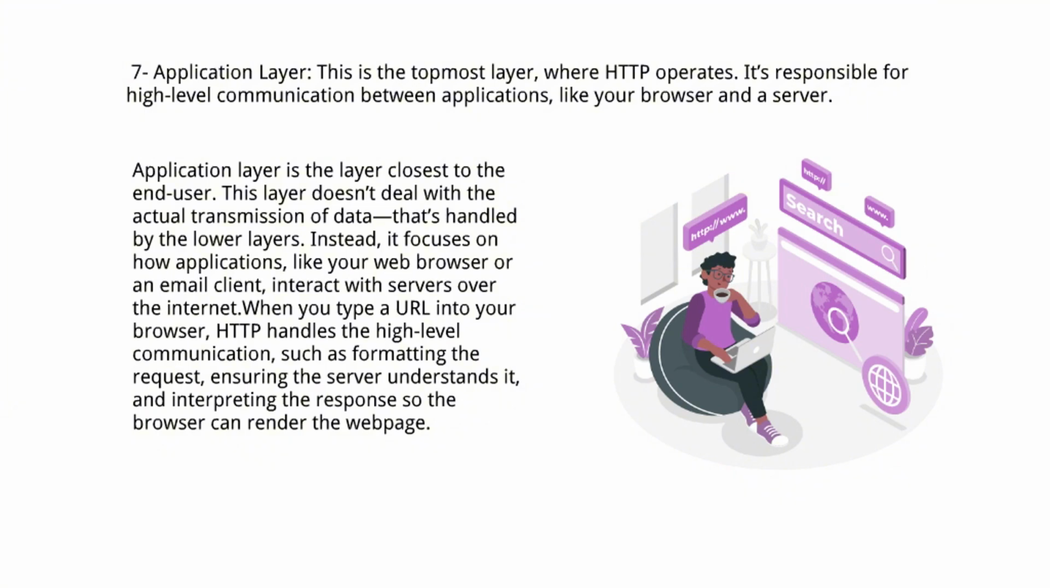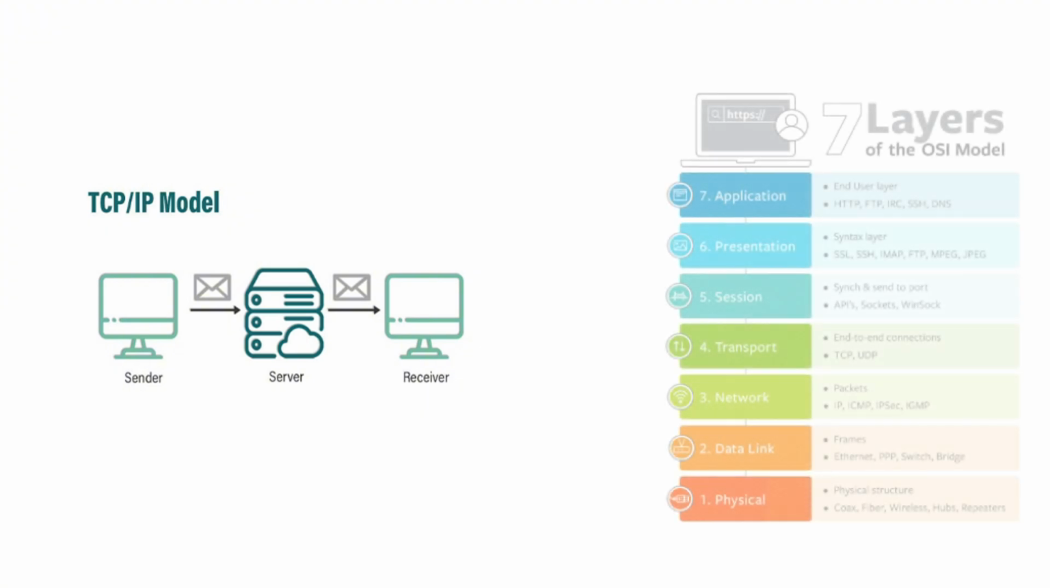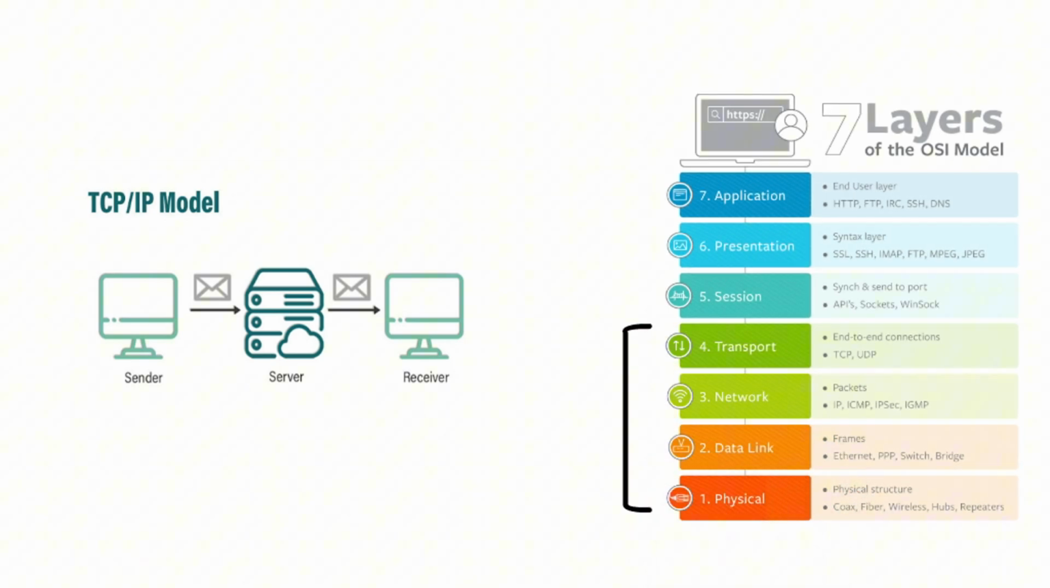When you type a URL into your browser, HTTP handles the high-level communication, such as formatting the request, ensuring the server understands it, and interpreting the response so the browser can render the web page. Below the application layer, the transport layer ensures the data is delivered reliably using TCP, and the network layer handles routing the data between your device and the server using IP addresses. In other words, HTTP depends on the lower layers to get the job done.